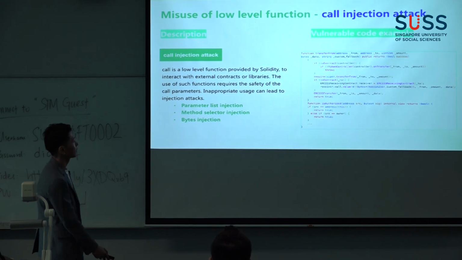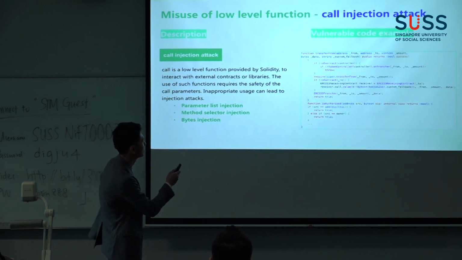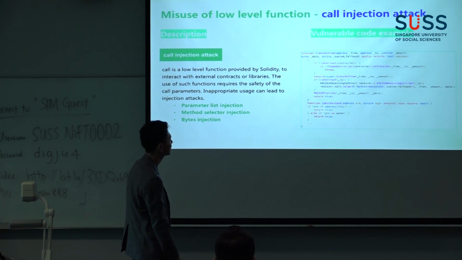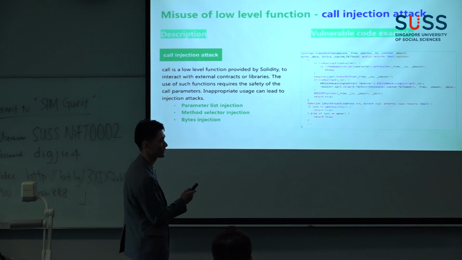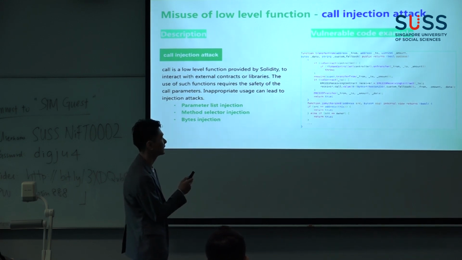Let's look at the call injection attack. This attack is actually very common and probably already caused billions of dollars of loss. We can see here the vulnerable function is transferFrom, and it takes in parameters from users. There's no sanitization, and the visibility is public. That means anyone can pass in any values. They can craft any data they want.